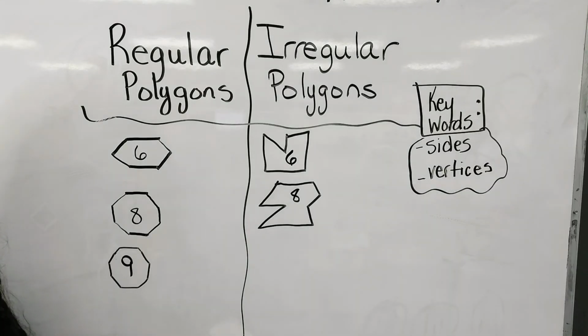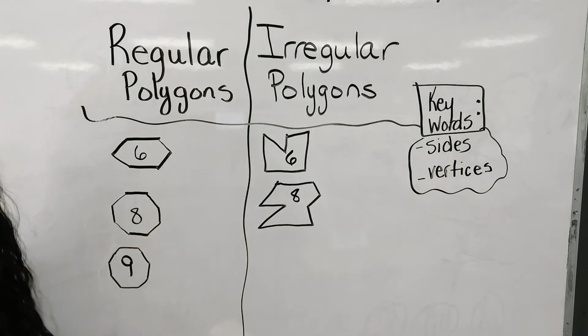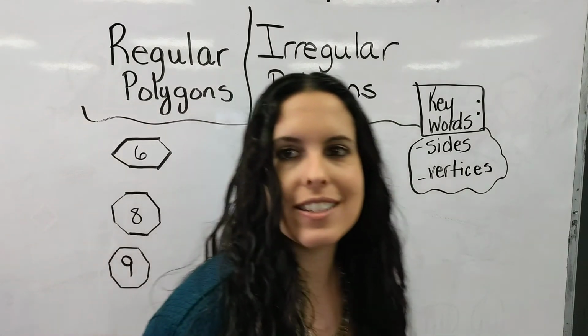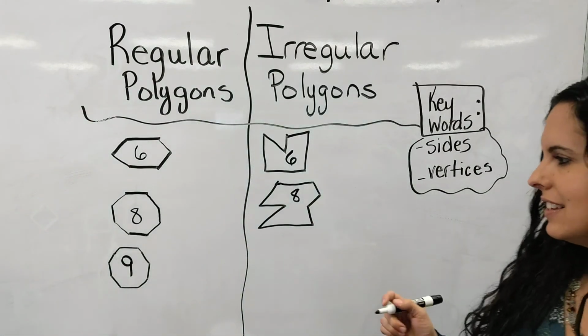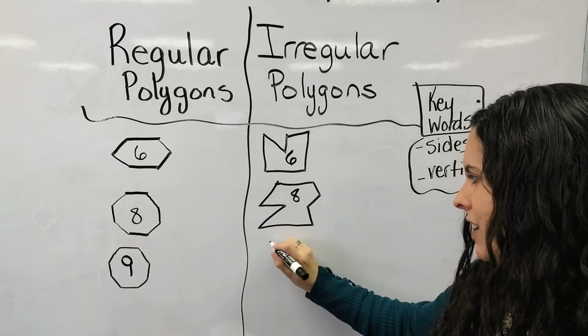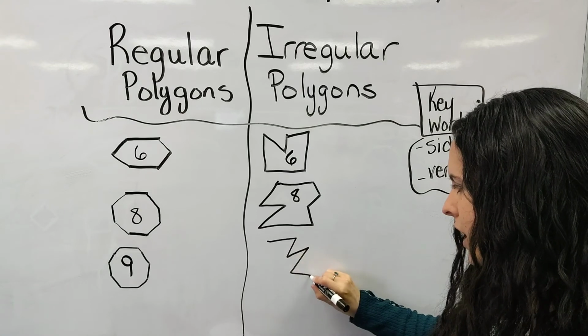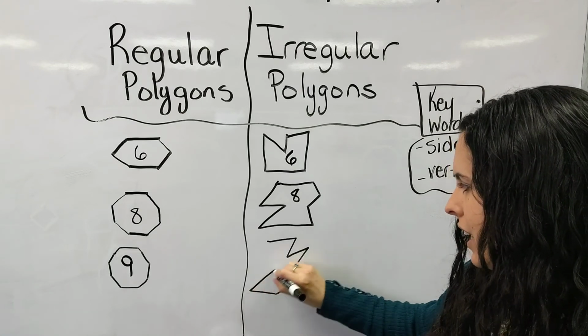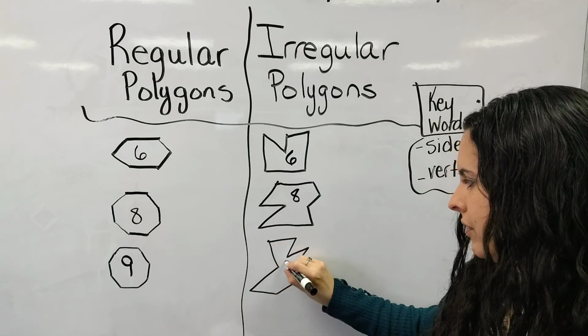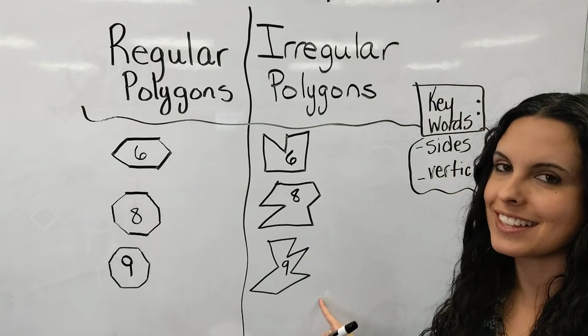A 9-sided polygon is called a nonagon. It kind of looks like an octagon, but it's got one more straight edge in there. So that is a nonagon. It has 9. So a nonagon that would be irregular would just need to have 9. 1, 2, 3, 4, 5, 6, 7, 8, 9. So it's still a nonagon because it has our 9 sides.